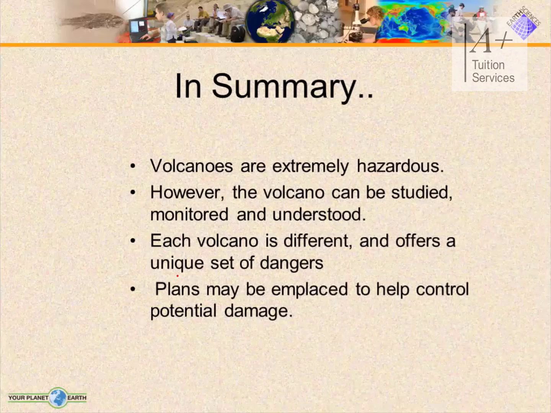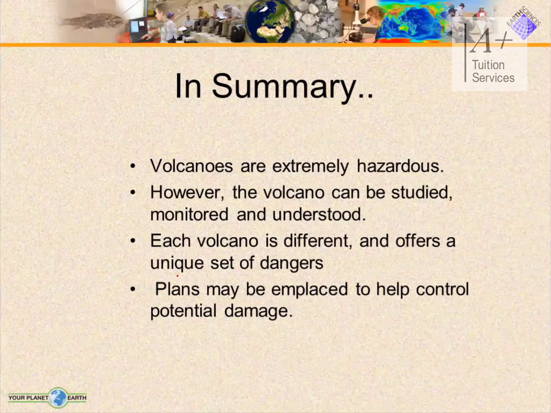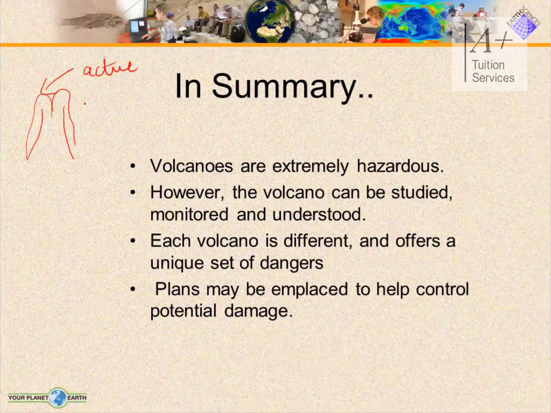In summary, volcanoes are extremely hazardous. However, a volcano can be studied, monitored, and understood in order to reduce its impacts. Each volcano is different and offers a unique set of dangers. So we have the composite cones, which look like the straight volcanoes, and these are usually flowing down, and maybe the pyroclastic flows, and the active volcanoes come like that.